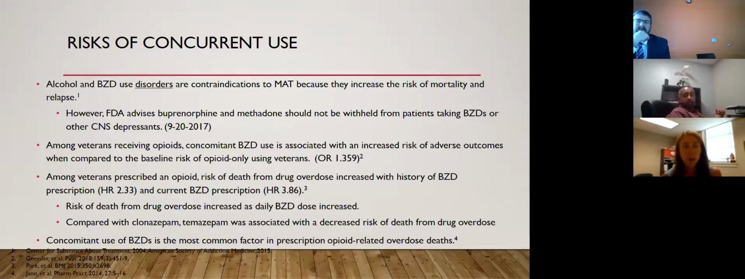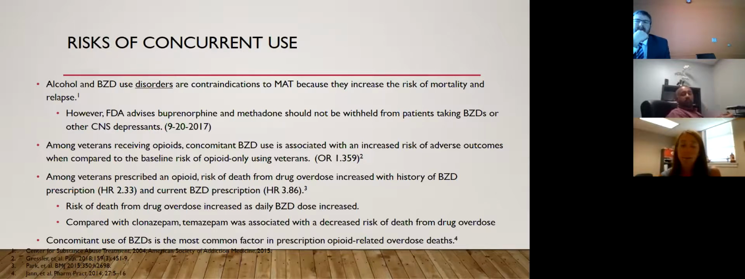Among veterans prescribed an opioid, risk of death from drug overdose increased with a history of benzodiazepine prescription, with a hazard ratio of 2.33, and a current benzodiazepine prescription, with a hazard ratio of 3.86. So risk of death from drug overdose increased as the daily benzodiazepine dose increased, which probably isn't that surprising given the graph I showed you a few slides back. And compared with clonazepam, temazepam was associated with a decreased risk of death from drug overdose.